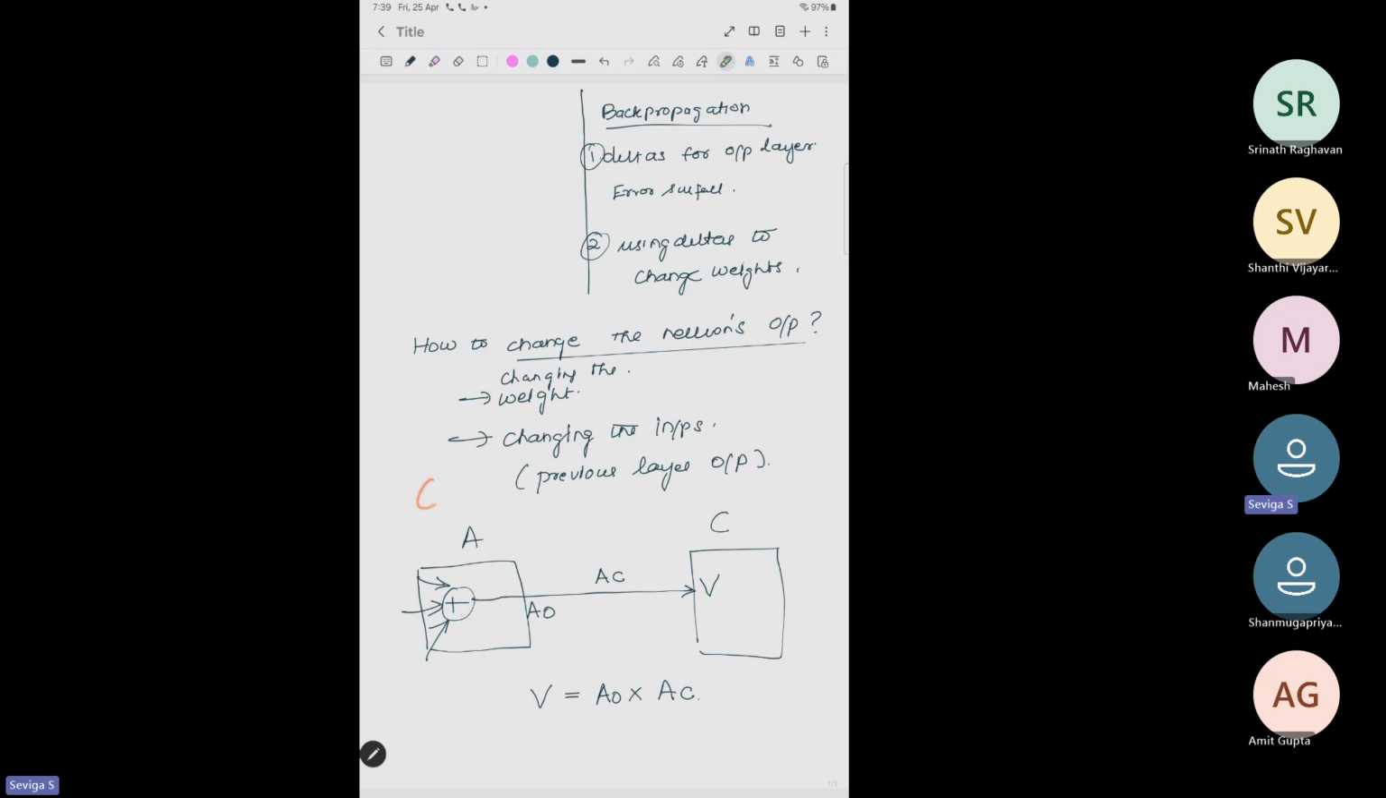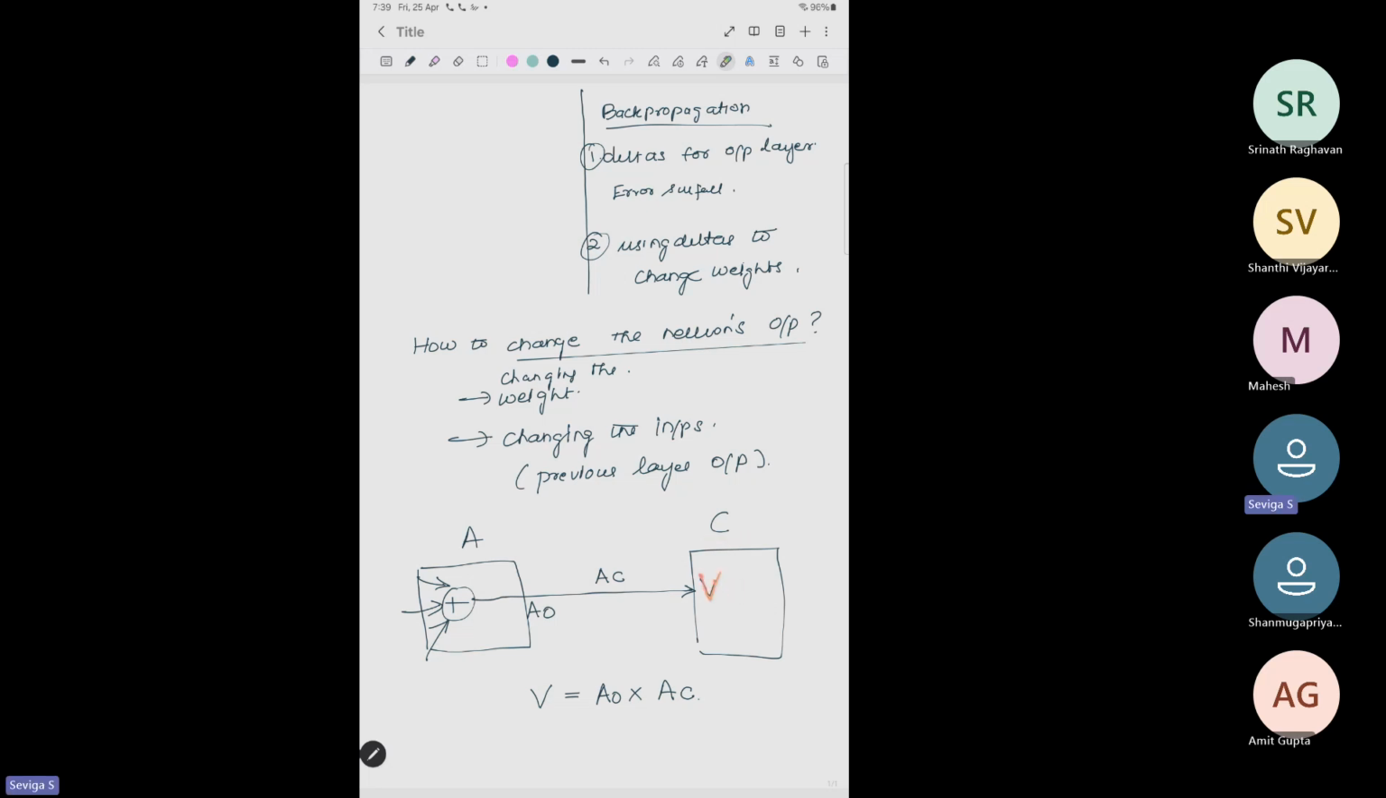So what happens in the neuron A? We get input from the previous neurons. All the input from the previous neurons gets added up, and we don't have an activation function here. For the time being, we are ignoring the activation function. So all the summed input comes as an output. So this is A naught. And the A naught is multiplied with the edge weight. The edge weight here is AC. And that goes as a value to neuron C.